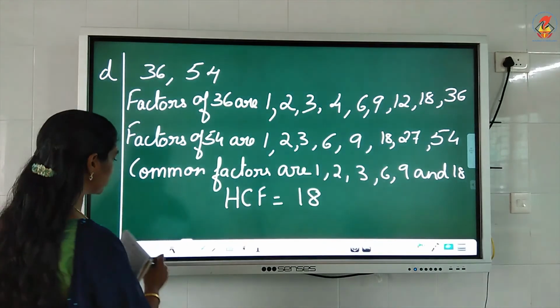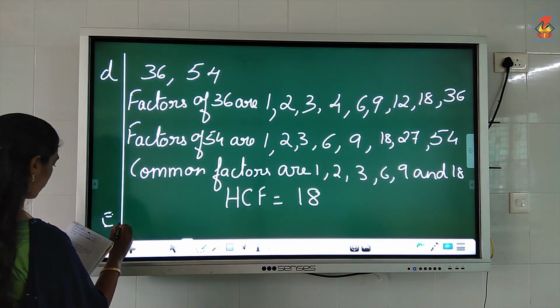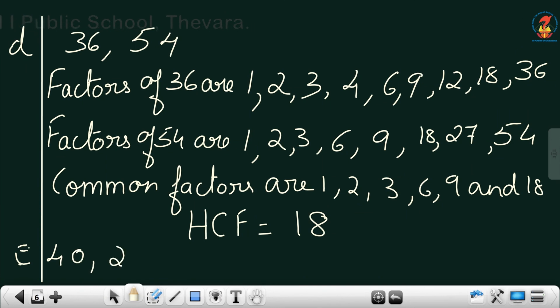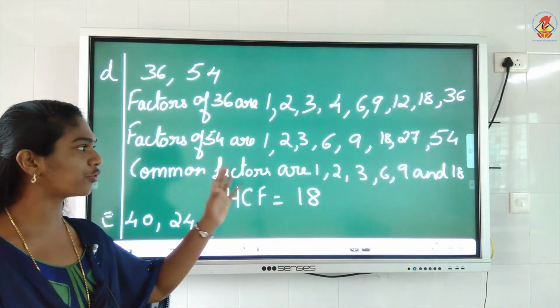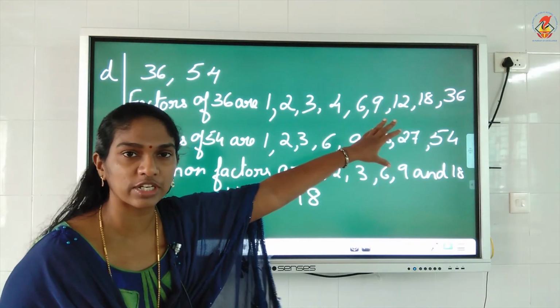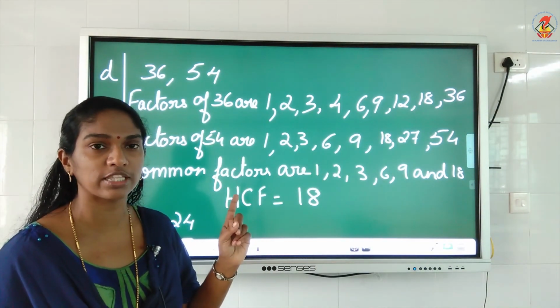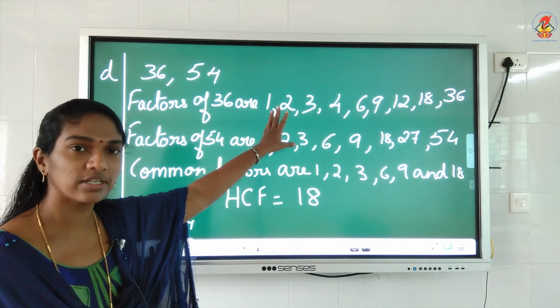I give you a homework, you'll do it. Question E, 40, 24. Okay, watch this video again and again till you're thorough with HCF and how to find the factors. If you cannot find it like this, you can do it in the working column like how we did in the first video, finding factors. It's better you learn like this. Okay, children? Thank you.